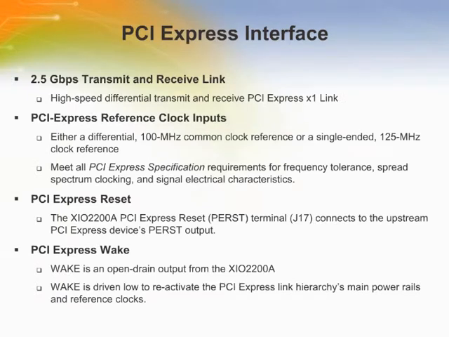The XIO2200A has an x1 PCI Express interface that is fully compliant to the PCI Express base specifications revision 1.0a. The XIO2200A TX and RX terminals attach to the upstream PCI Express device over a 2.5 gigabits per second high-speed differential transmit and receive PCI Express x1 link. The device requires an external reference clock for the PCI Express interface. The device is designed to meet all stated specifications when the reference clock input is within all PCI Express operating parameters. This includes both standard clock oscillator sources or spread spectrum clock oscillator sources.